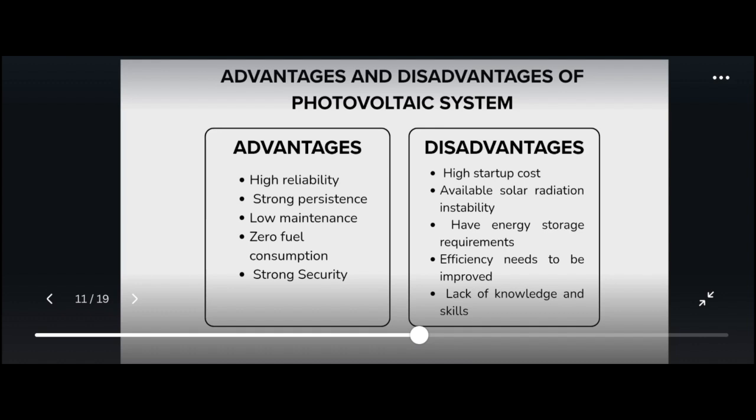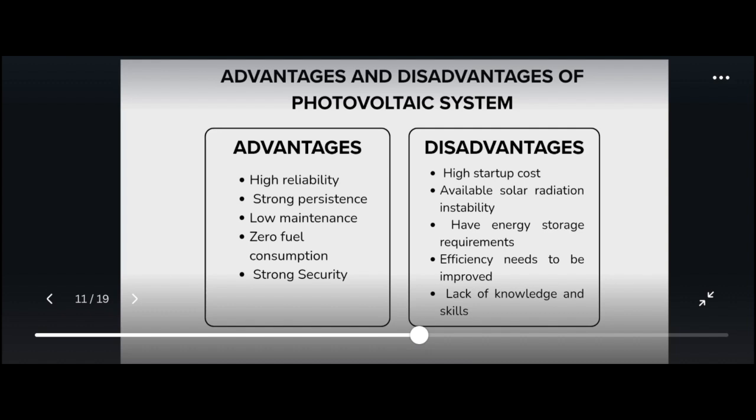The disadvantages of photovoltaic systems. It has high startup costs. Each PV installation should be economically evaluated and compared to existing alternatives. At present, the construction cost of a photovoltaic system is relatively high, but with the reduction of photovoltaic system construction costs and the rise of traditional energy prices, photovoltaic systems will have strong economic competitiveness.